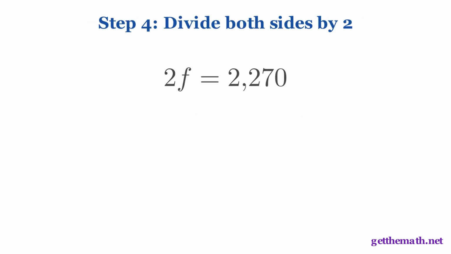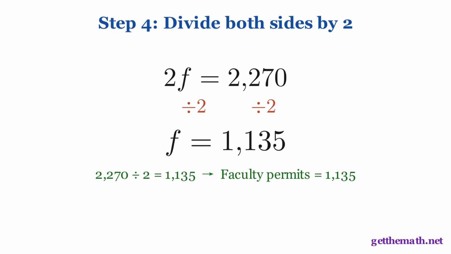Step 4. Divide both sides by 2. 2f divided by 2 is f. 2,270 divided by 2 is 1,135. So, f equals 1,135. That means there are 1,135 faculty permits.